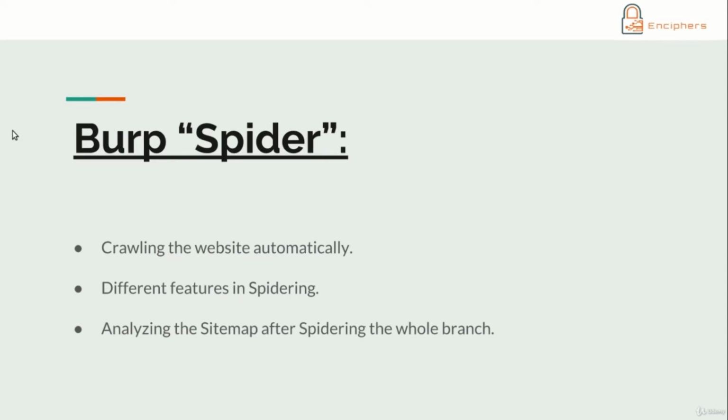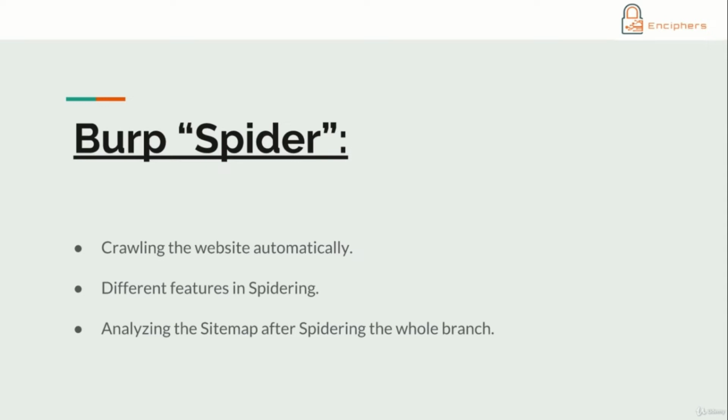The Burp spider. Now I think you must have heard the term crawling a website. It is used for search engine optimization, but this is a different thing. Burp actually has the feature to automatically crawl the whole website. There are many different features in spidering. Later in this video we will see how to use those features, and how the sitemap changes when you have spidered the whole host, the whole branch itself.